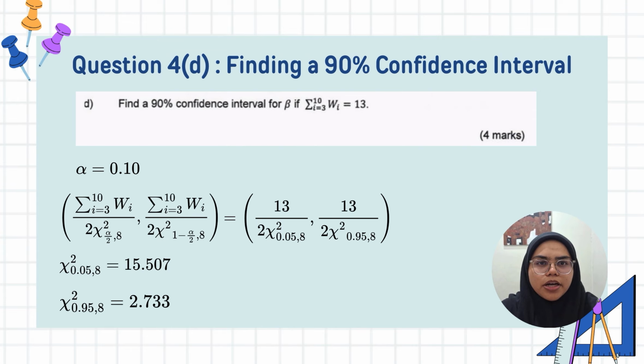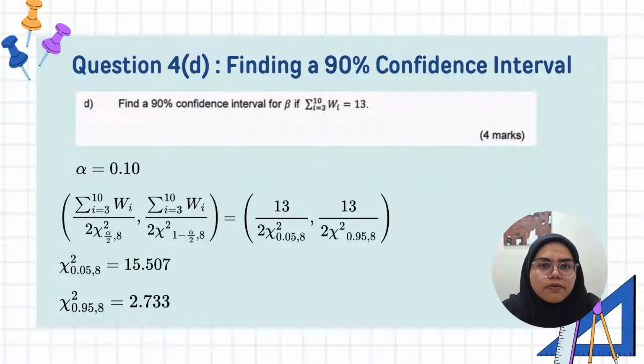For part D, we are required to find the 90% confidence interval for beta, given that the summation of W terms from i equal to 3 to 10 is 13. Since the confidence level is 90%, we have alpha equal to 0.1, so alpha over 2 is equal to 0.05. Using the confidence interval formula obtained in part C, we get the interval from the sum of Wi from i equal to 3 to 10 over chi-square alpha over 2 with 8 degrees of freedom to the sum of Wi from i equal to 3 to 10 over chi-square 1 minus alpha over 2 with 8 degrees of freedom.